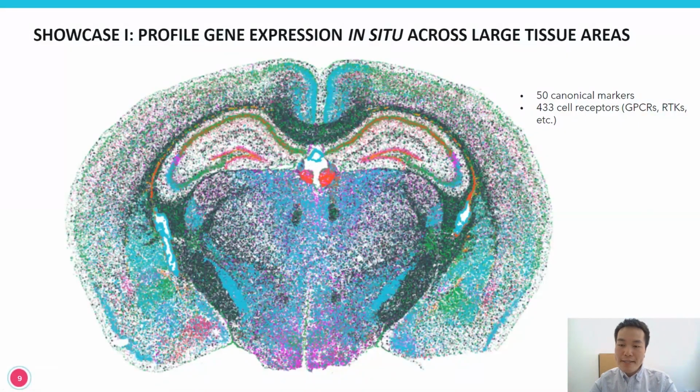So in this showcase example, we used MERFISH to profile around 500 genes to map out the major cell types and cell receptors in the mouse brain. The gene panel, as illustrated here, include around 50 canonical marker genes and around 433 cell receptors, including GPCRs and RTKs.